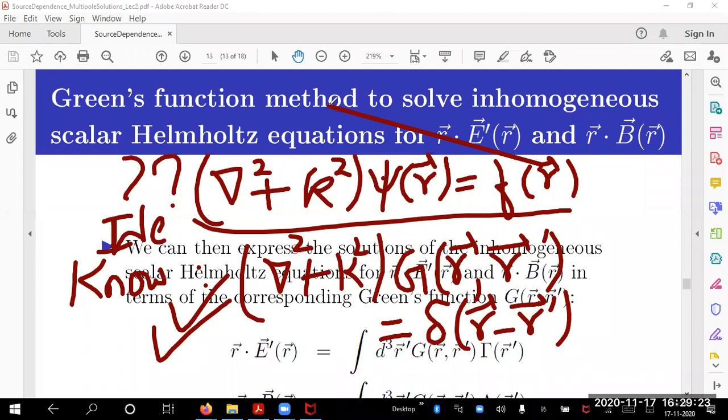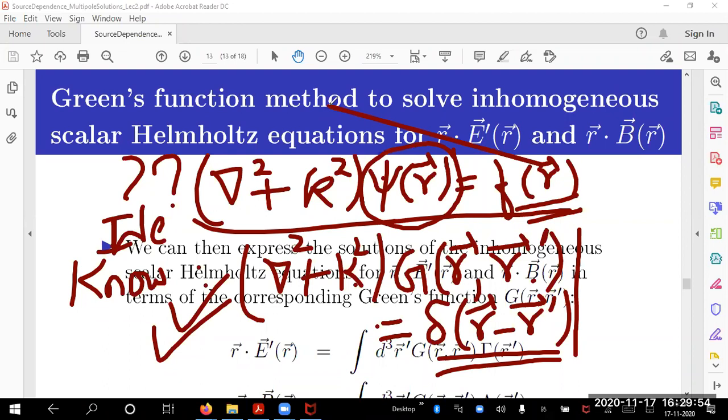This is not known. Solution means what? I should give you psi of r as a function of r. What is known to me? F of r is given to me, but I want to find what is psi of r, provided I know what is the Green's function associated with del squared plus k squared. I know that g of r prime exists. There is a mathematical function. When you operate del squared plus k squared on g of r prime, it gives you a Dirac delta function. This should be known to you.